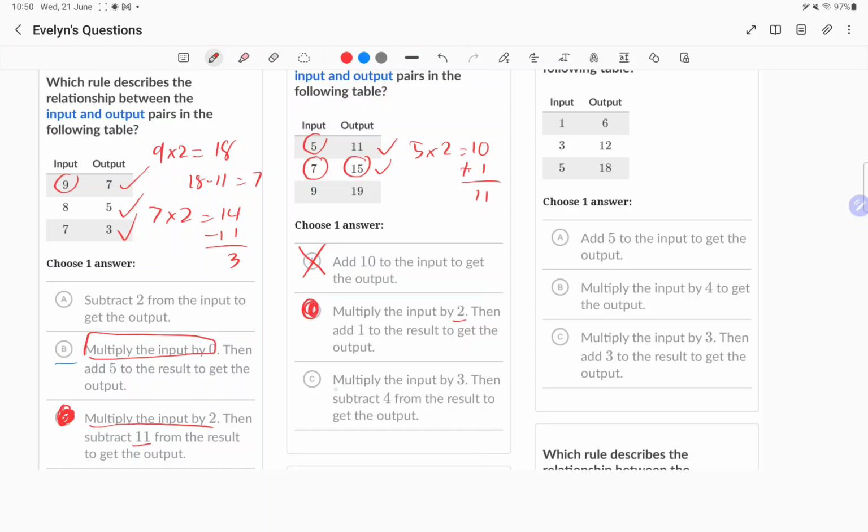Let's test C though. Multiply input by 3. So 5 times 3 is 15, and then subtract 4. Okay, this one does get 11. Now let's test the second one. Multiply 7 by 3 is 21, minus 4 is 17. That's not correct. So C is wrong. So it's the same idea where you just test each of the rules from each of the inputs and outputs and see if they all follow the rules.